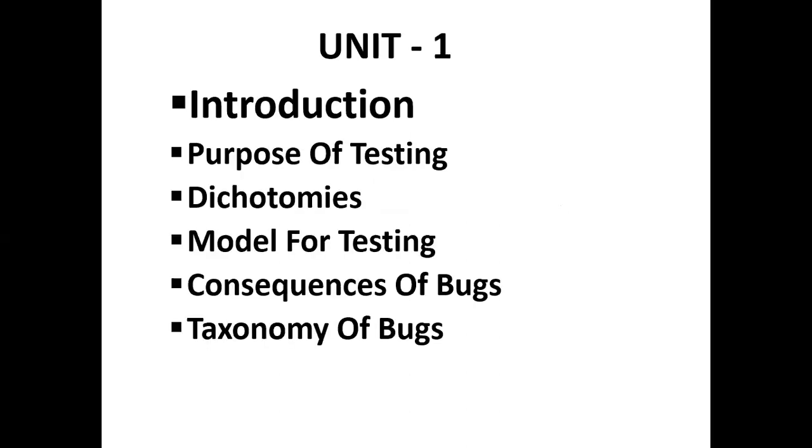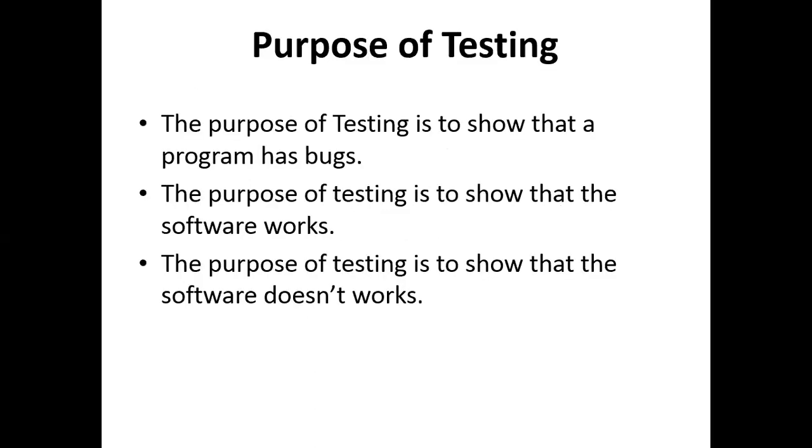Coming to unit 1, as you know, the entire syllabus is scattered in 5 units. The first unit will talk mostly about the introduction, like what is the purpose, what is the bug, what are the goals of testing, why we need to do testing and all those things. Let us see. The purpose of testing is to show that a program has bugs. You should remember: what is a bug, what is an error, what is a defect. These three terms are very, very important in this STM course.